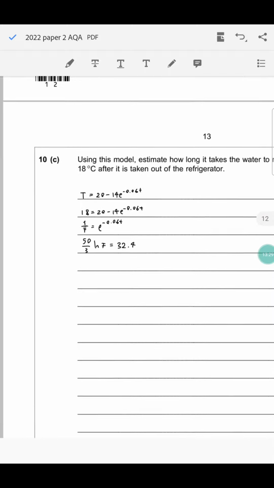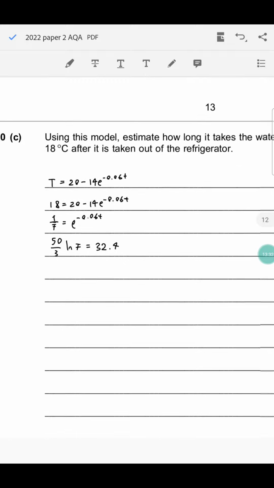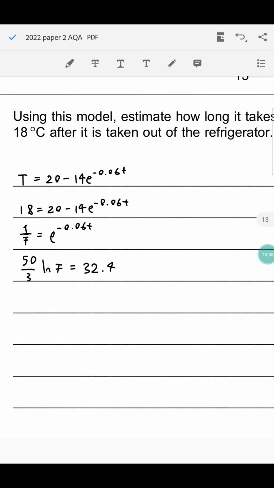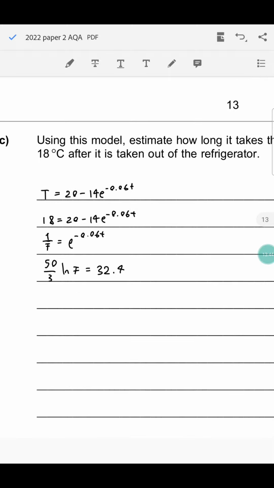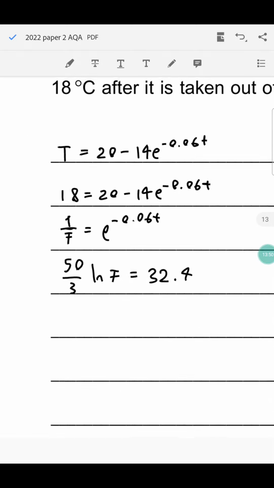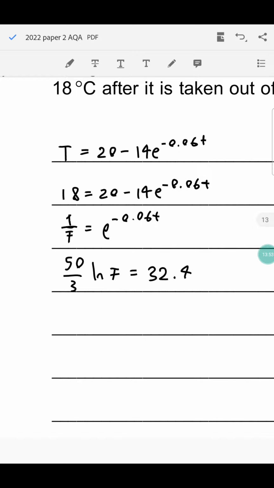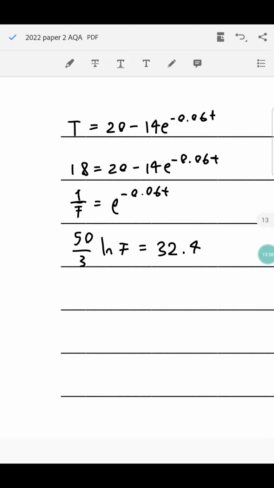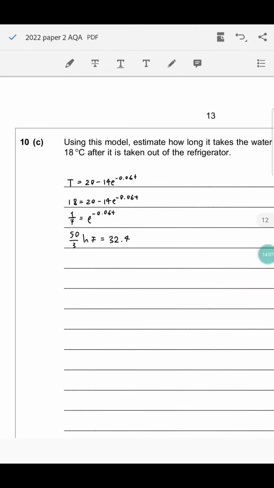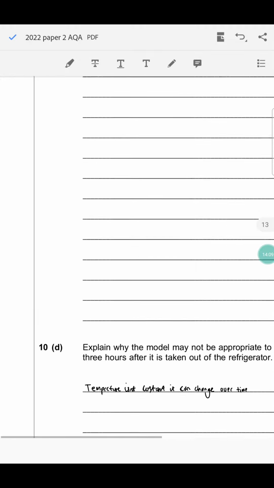Now, for the third part of the question, we know that the equation is now T equals 20 minus 14e to the power minus 0.06t, because we know what k is now. It says we need to find the time where the temperature is 18 degrees. So if we do the same thing as before, we rearrange to get the e on its own with the power, of course. Then we do the inverse by natural logging both sides to get 50 over 3 ln 7, which is equal to 32.4. It will be in minutes, of course, because that's the time we're calculating.